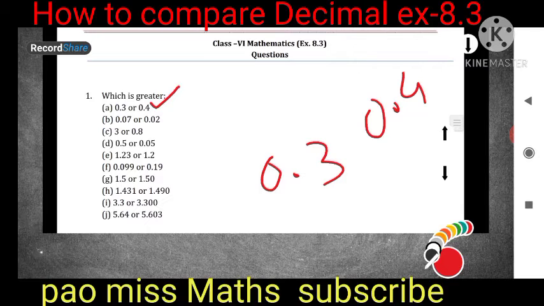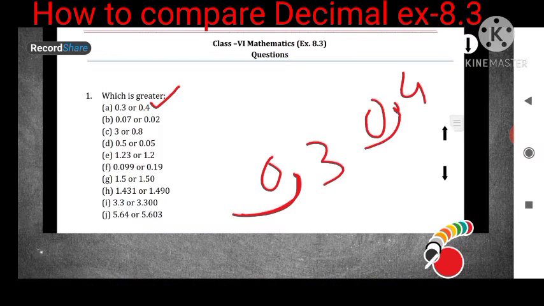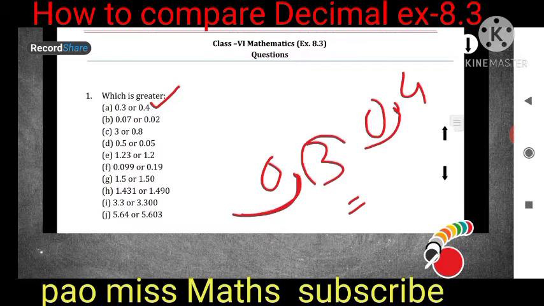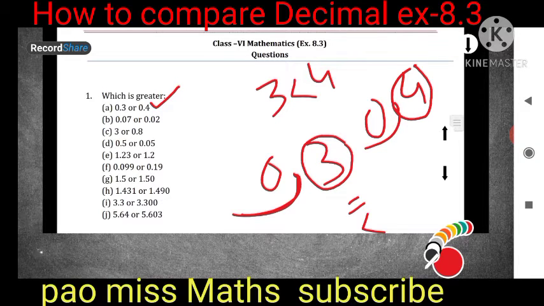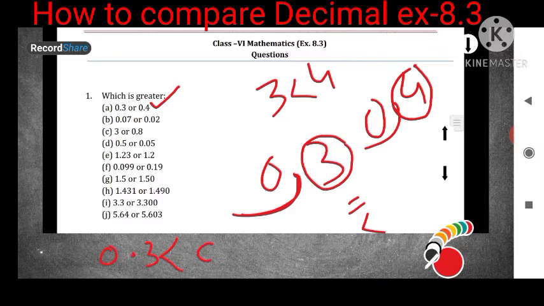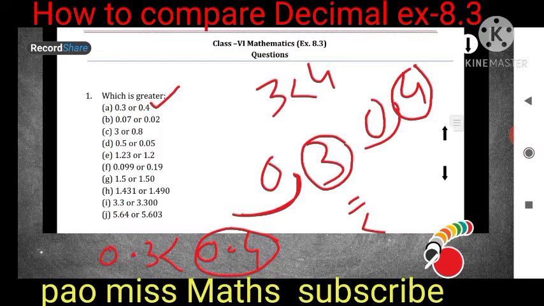First you will compare the digit before the decimal. Before decimal 0, before decimal 0, equal, isn't it? Now after the decimal this is 3 and this is 4. Now simply we know between 3 and 4 which is greater? 4 is greater, isn't it? So here 0.3 is less than 0.4. So 0.4 is greater. Okay, in this way we have to compare.